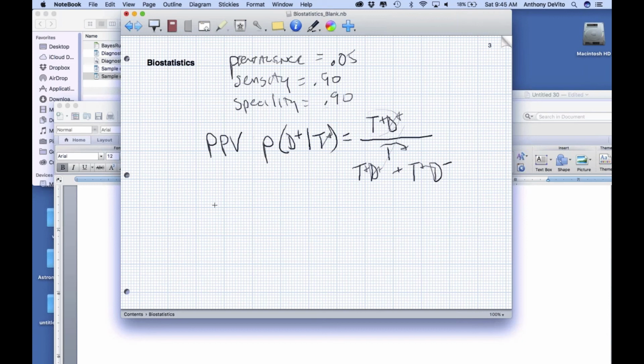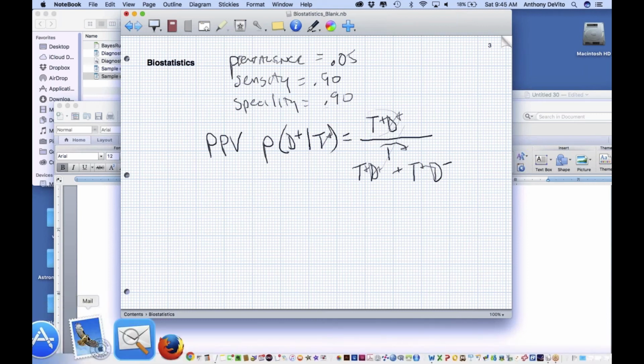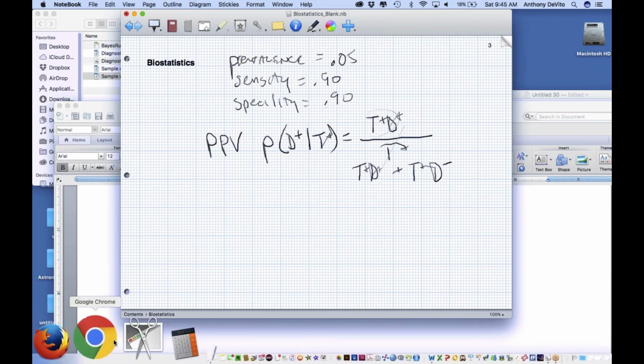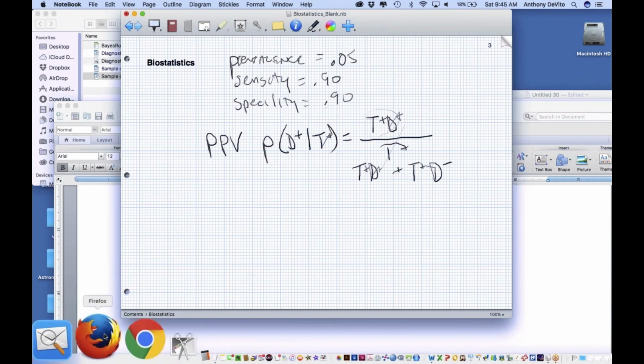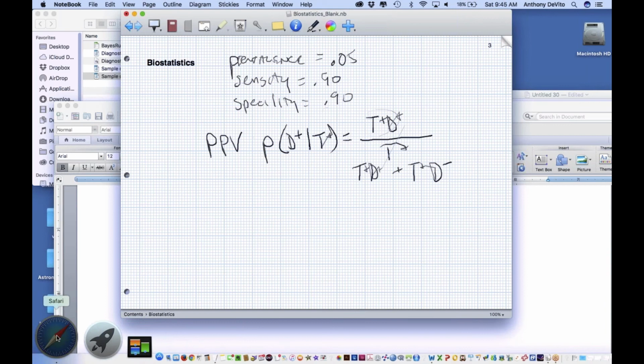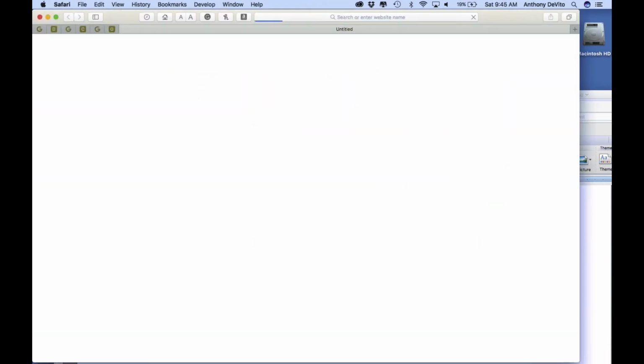Now I'm going to copy it in here because it's going to take me forever to type it in. But on the top, it's going to be the prevalence times, I think, the sensitivity. Let me just go online here and get a copy of it so I can paste it in.